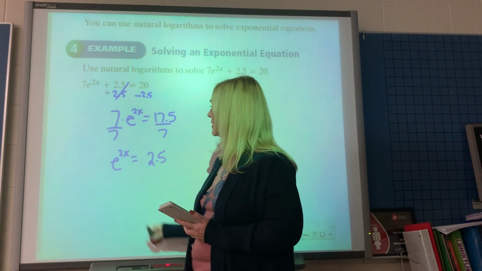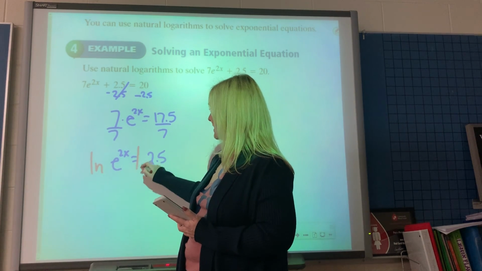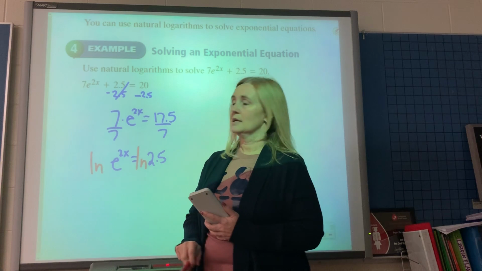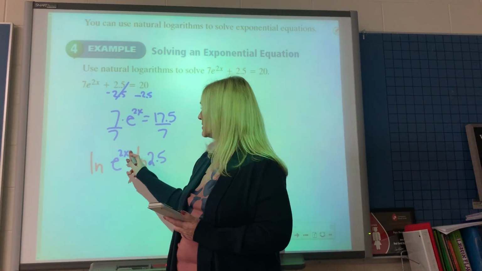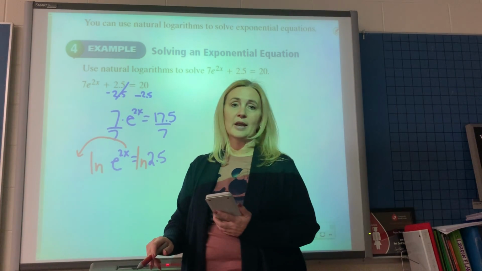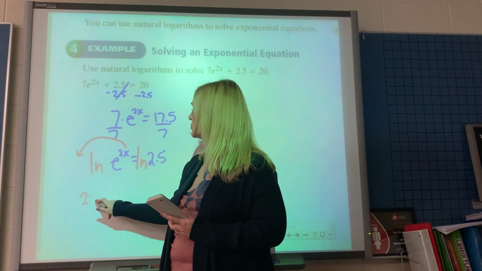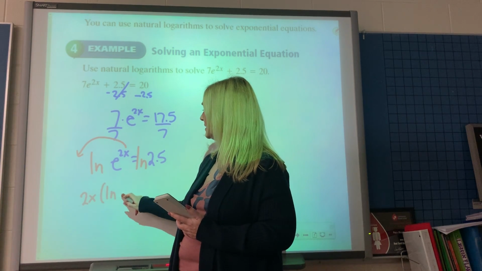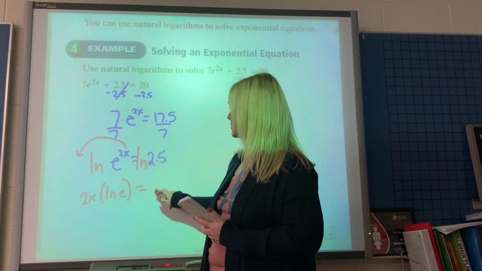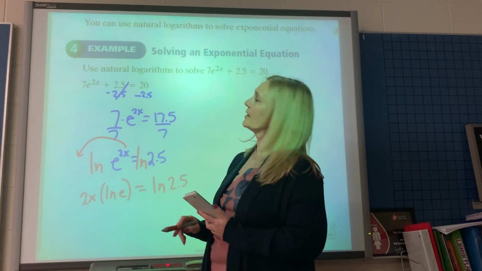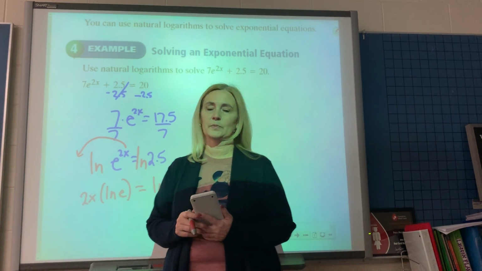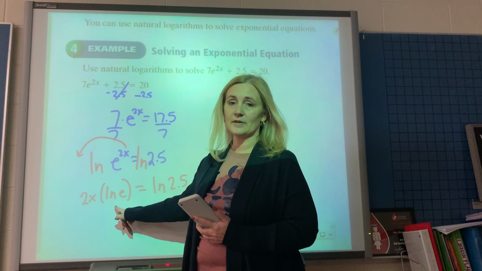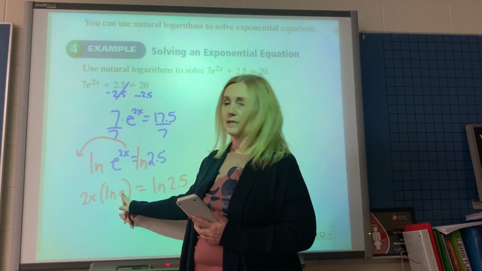I'll do it in a different color. So we're going to take the natural log of this side and the natural log of this side. And that lets us use the property that says you can take the exponent and bring it down to the front. So 2x times the ln of e equals the ln of 2.5. And guess what the ln of e is equal to? Ln of e has a base of e.